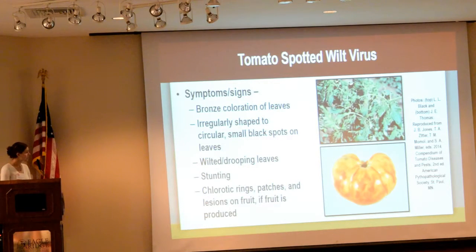Symptoms: you can have bronze coloration of the leaves, and irregularly shaped circular small black spots on the leaves that may then become wilted or droop. The plants may also be stunted, and then on the fruit you can have chlorotic rings, patches, and lesions if fruit is produced.